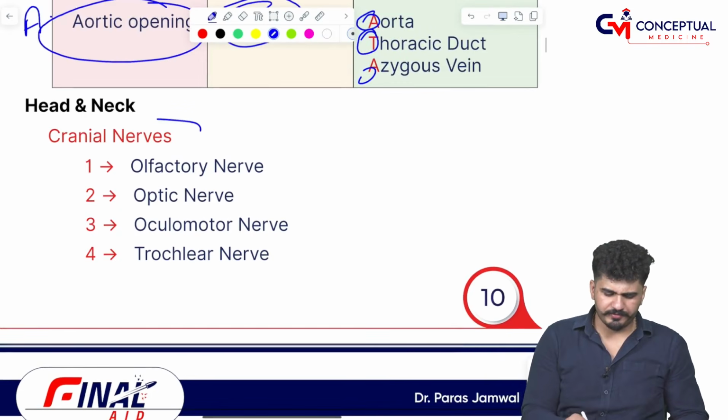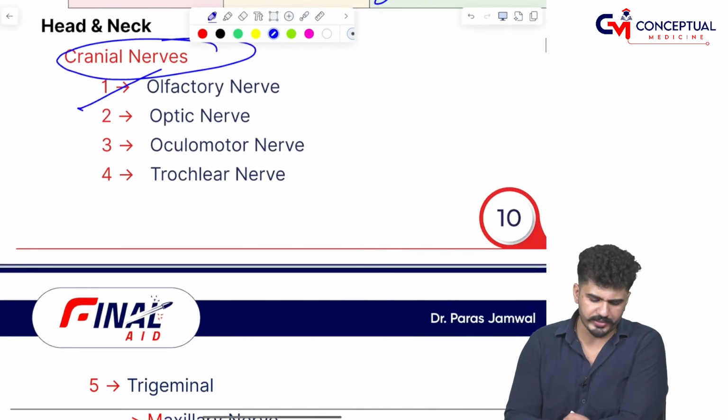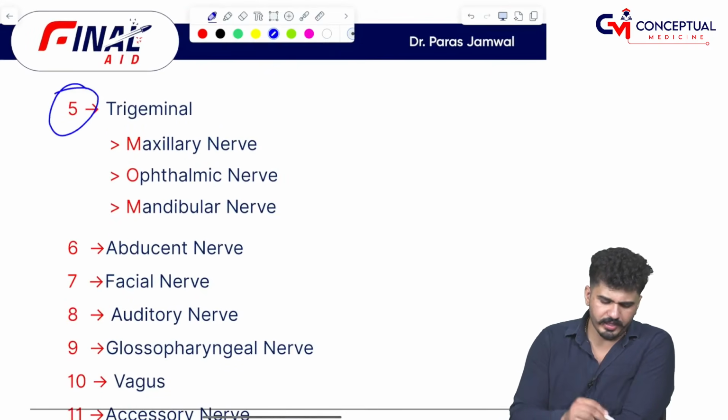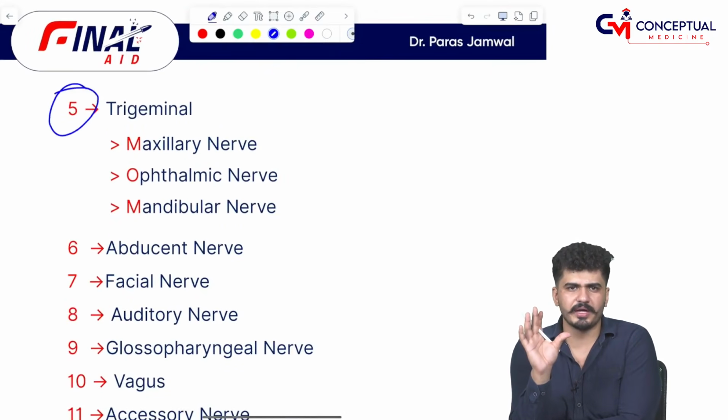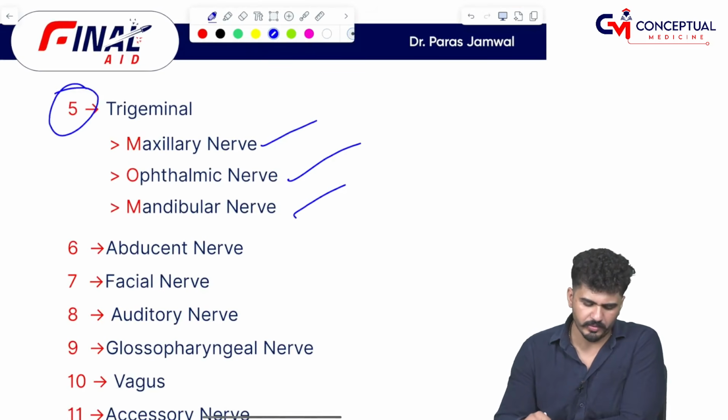Now these are the names of the cranial nerves, just to give you an orientation. Nerve number 1 is olfactory, 2 is optic, 3 is oculomotor, and 4 is trochlear nerve. The 5th nerve is trigeminal nerve, having 3 branches. How to remember? Mom mnemonic: maxillary, ophthalmic, and mandibular.